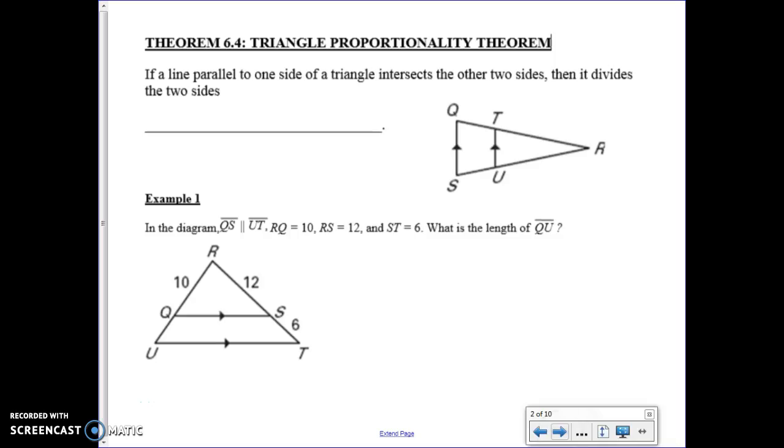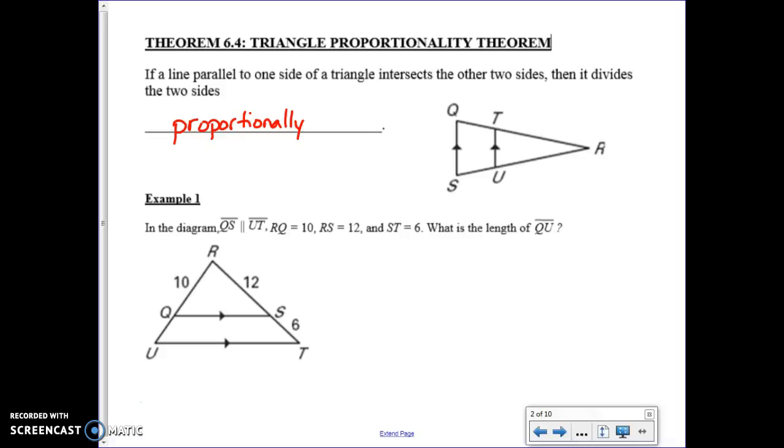So first off, we have a new theorem, the triangle proportionality theorem. It says if a line parallel to one side of a triangle intersects the other two sides, then it divides the two sides proportionally. So let's look at an example to see what this means.